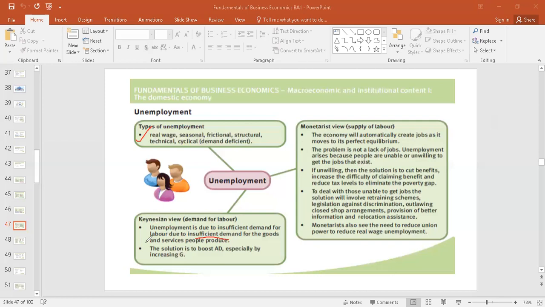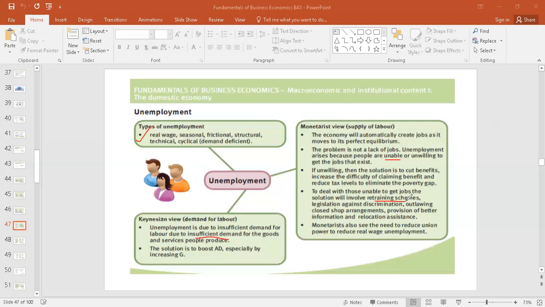Now, if they are unable, if that is the situation, people who are unable to take jobs should be provided better training so that they become equipped and skilled, and then they can take it up. So to deal with those unable to get jobs, the solution will involve retraining schemes to provide additional skills. Sometimes we see during summer vacation, some vocational courses, some value-added courses are provided by the government.